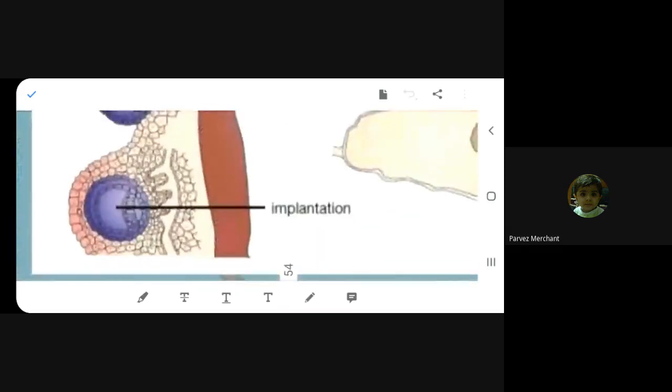What is it called? Implantation. The baby is planted on the uterine wall of the mother's womb, of the mother's body. Understood better? Any problem? Tell me now.